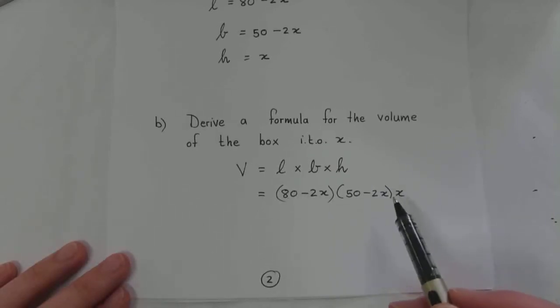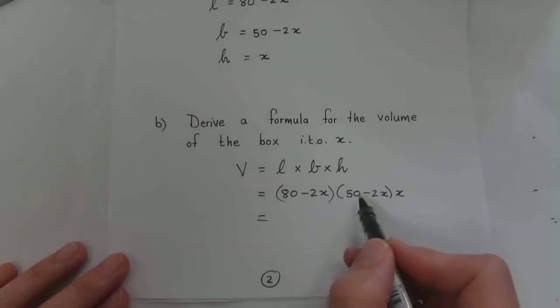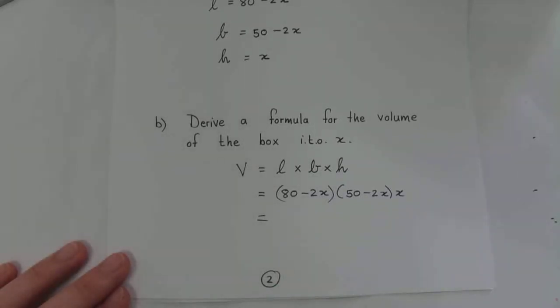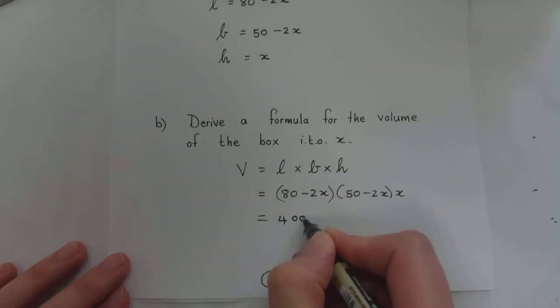Because remember, you cannot find the derivative of a product. You first have to simplify. So I'm going to leave the x first and multiply the binomial by the binomial. If I look at 80 times 50, 80 times 50 is equal to 4,000. So this is going to be 4,000.